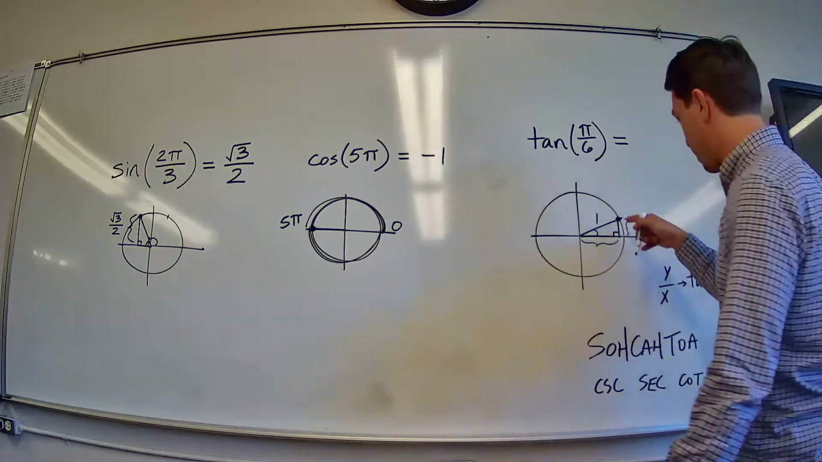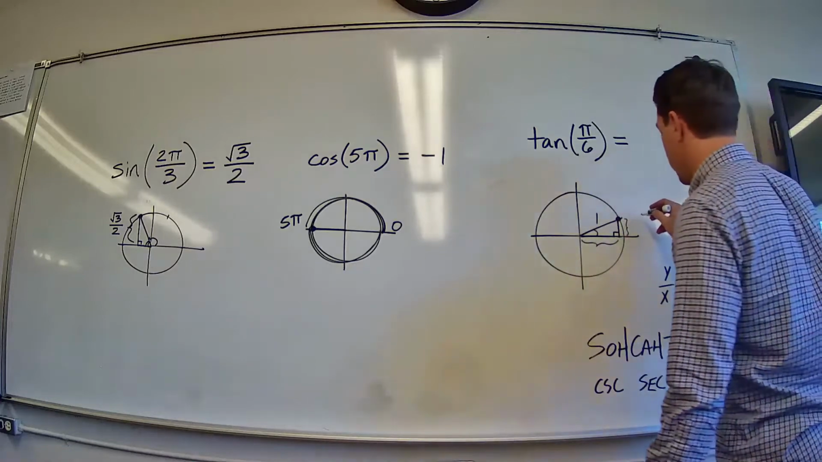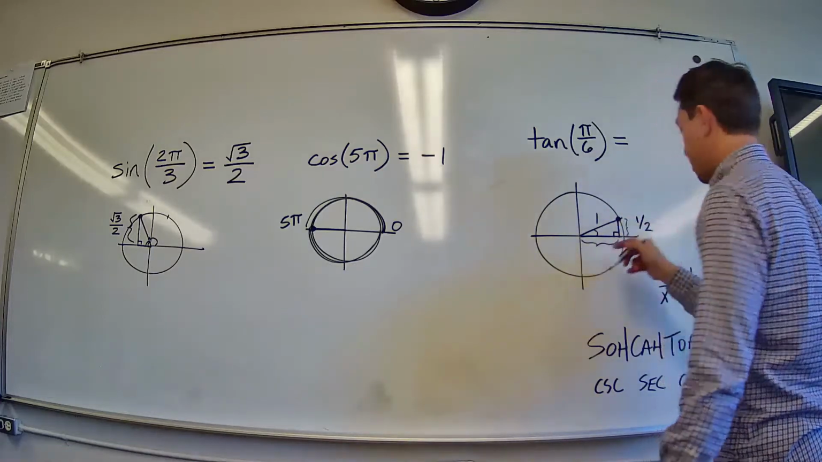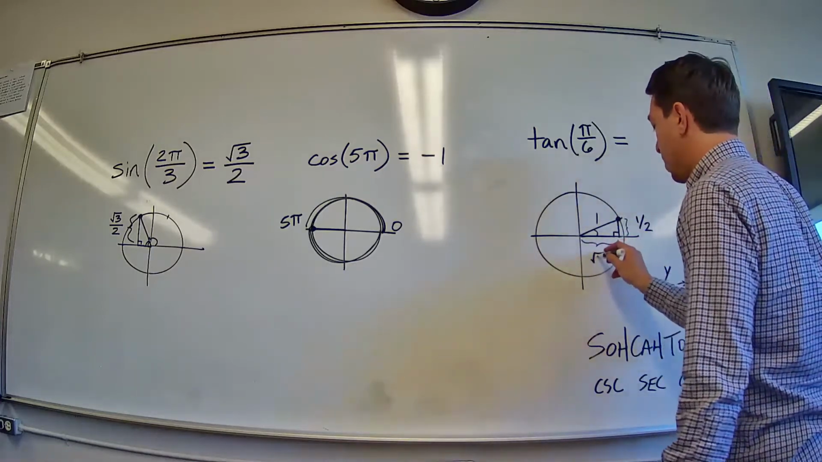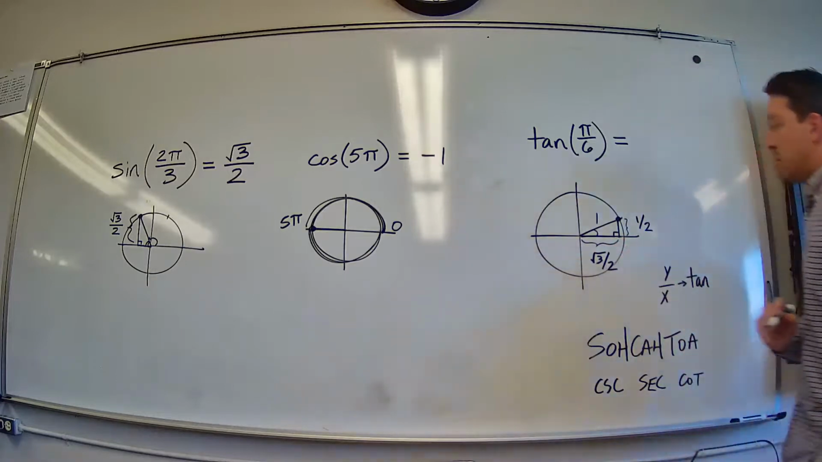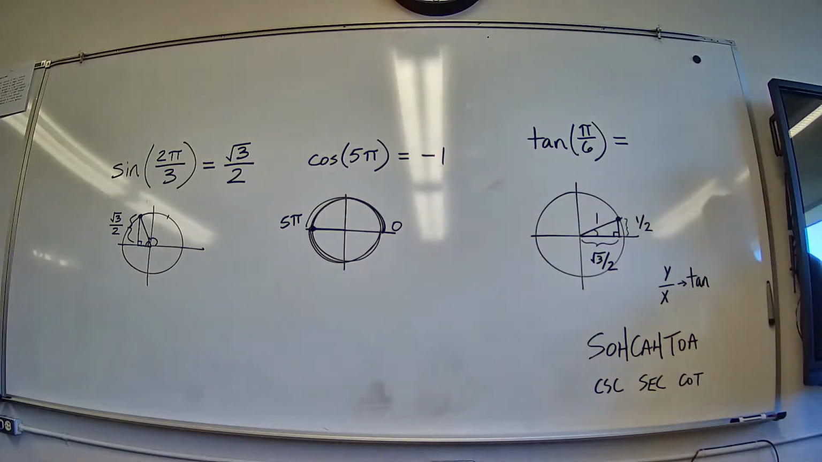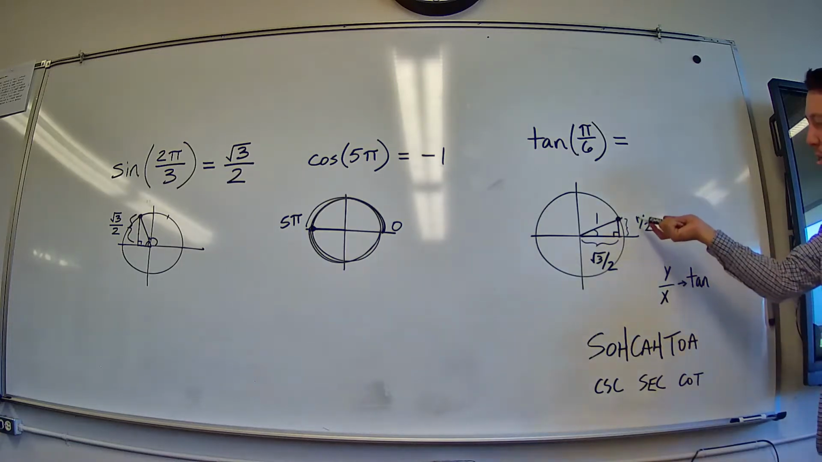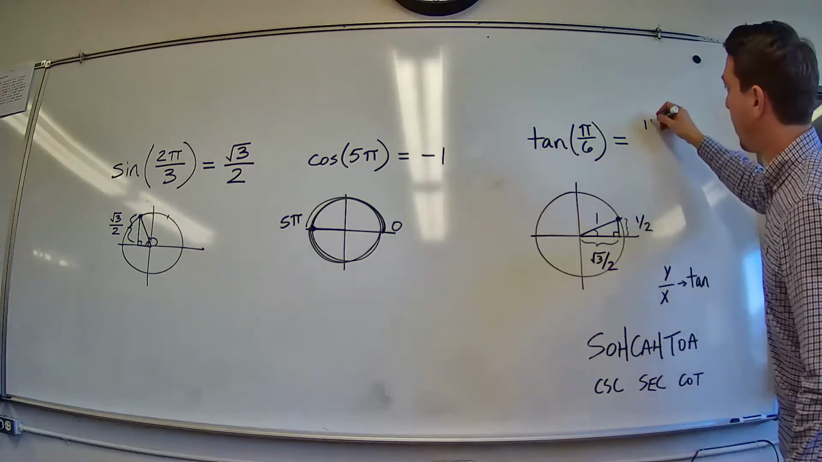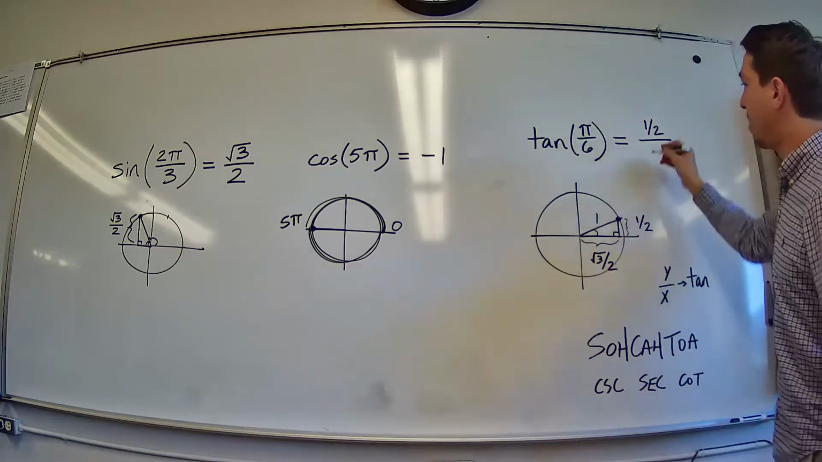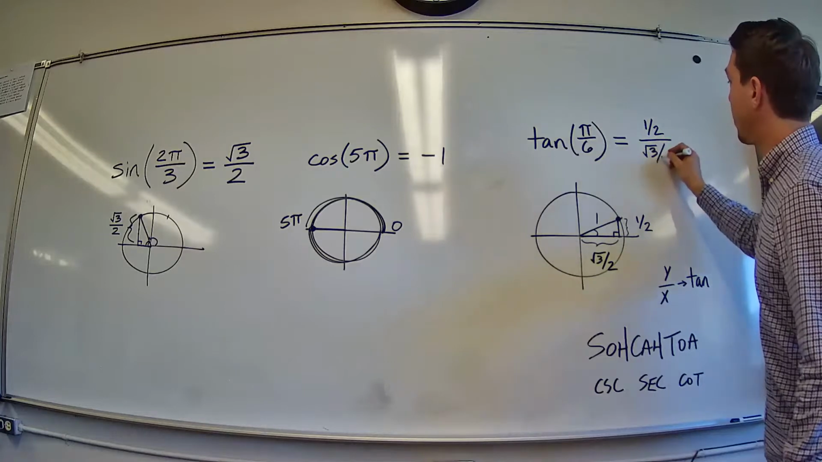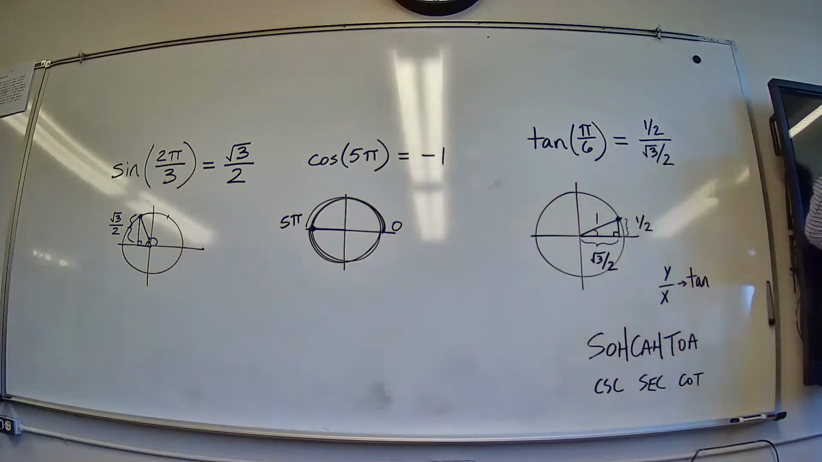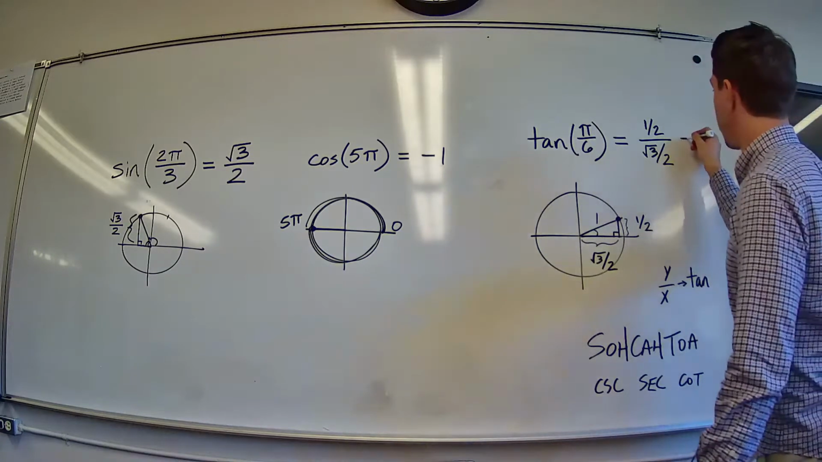Okay. So anyway, what's the y value then? 1/2. What's the cosine value? √3/2. So for this next step, honestly, most people just end up memorizing what the tangent of pi over 6 is, but you don't have to. Let's do it. It's 1/2 divided by √3/2. Cool beans? Now how do you simplify that?